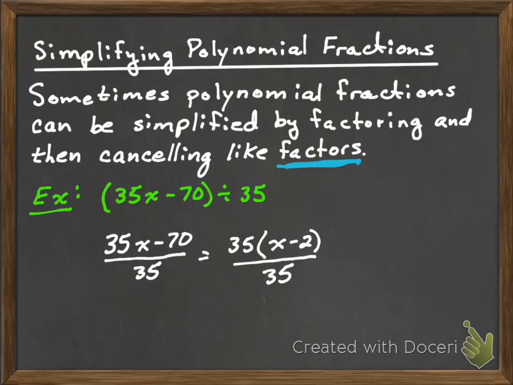Now, because there's multiplication right here, that means that 35 is a factor and x minus 2 is a factor. We have two factors in the numerator. Well, the 35 can cancel with the 35 that is in our denominator. So this can cancel with this. That will leave us with a simplified answer of x minus 2.